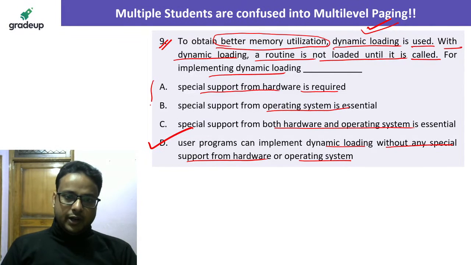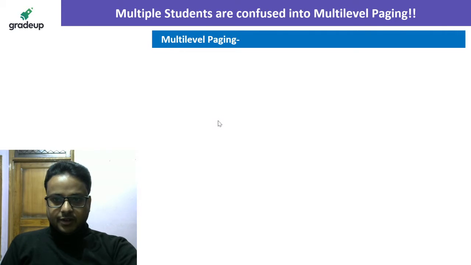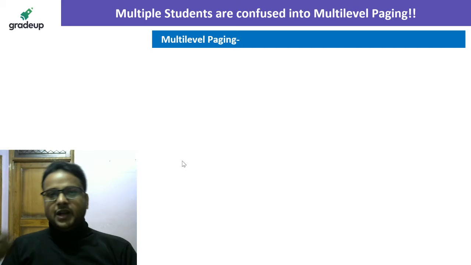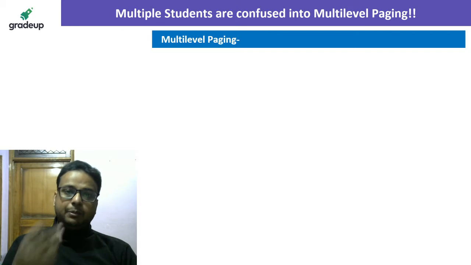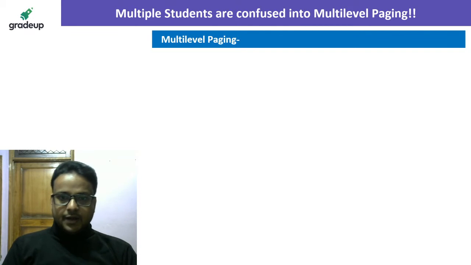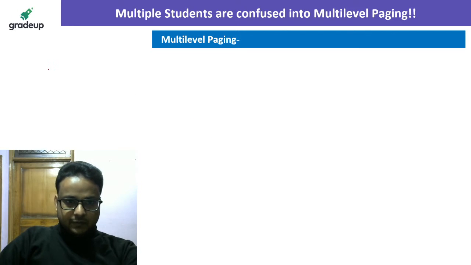Okay, now we will go ahead with the topic multi-level paging. So what do you understand by multi-level paging? Basically, multi-level paging is a scheme to have multiple page tables. This is known as multi-level paging. So for multi-level paging, I will write one line.